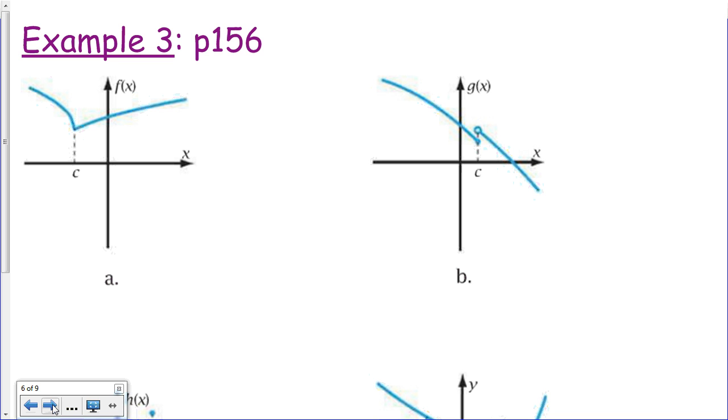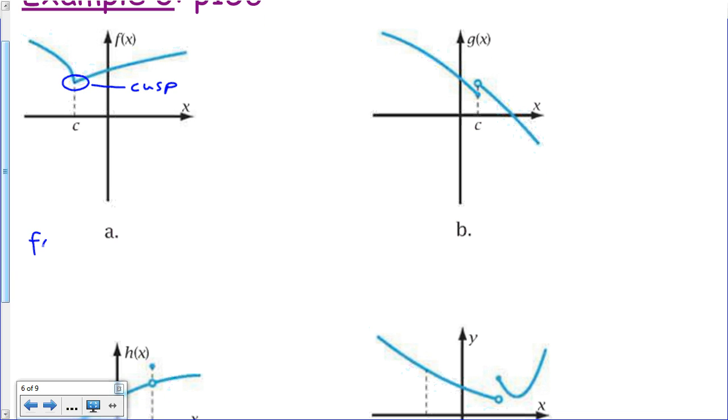So for the first one here, I can see that the function is continuous. In fact, if we wanted to name this feature in the graph, then remember the feature that we used to describe this is called a cusp in this graph. But I can see that in this case the function is continuous. I'll write that down below here. f of x is continuous.